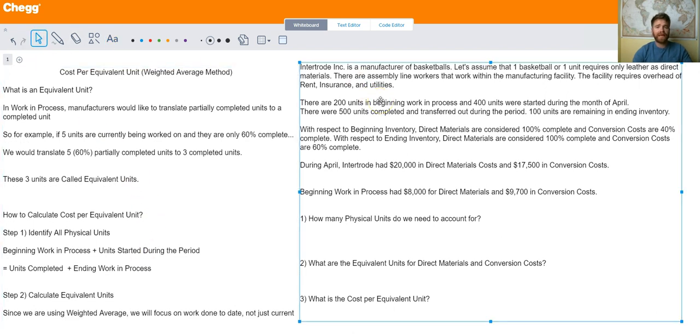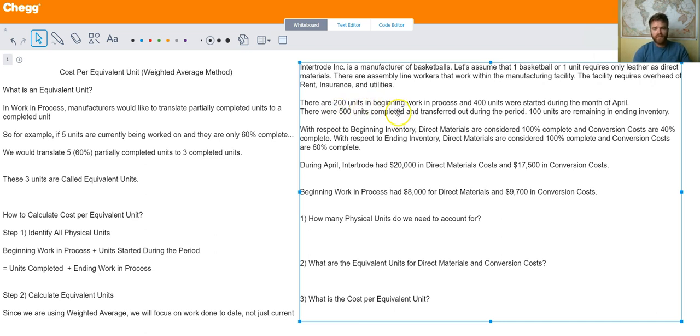So I used the same example from the FIFO video that I did. So Untitled Inc., they manufacture basketballs. Let's assume that one basketball or one unit requires only leather as direct materials. There's assembly line workers that work within the manufacturing facility. The facility requires overhead of rent, insurance, and utilities. So we divide these into 2 different cost pools, direct materials and conversion costs. Now once again, conversion costs is direct labor and overhead.